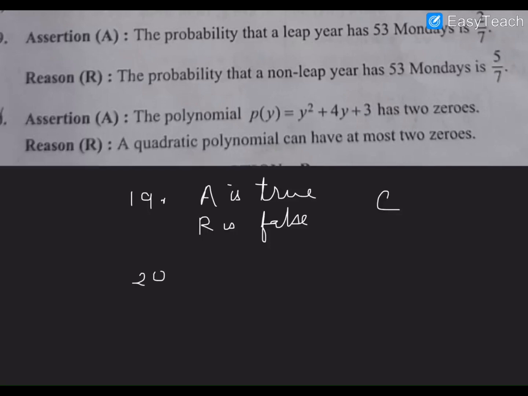20th question, the polynomial p(y) equals y square plus 4y plus 3 has 2 zeros. The quadratic polynomial has at most 2 zeros. This is a quadratic equation, so it will have at most 2 zeros. A is true. Reason is also true. So A is the correct option for this.